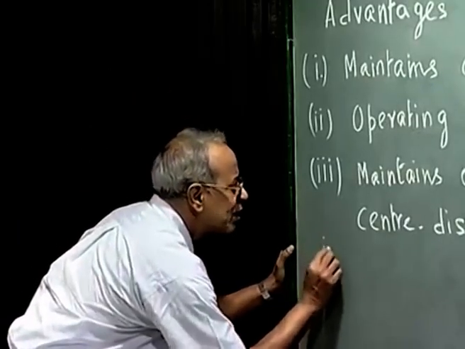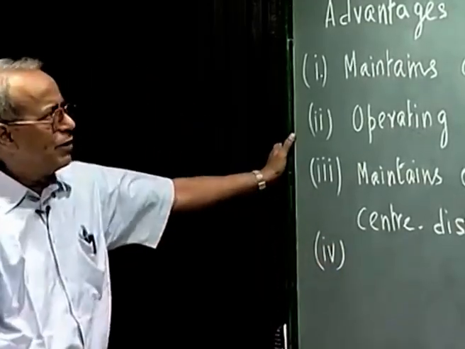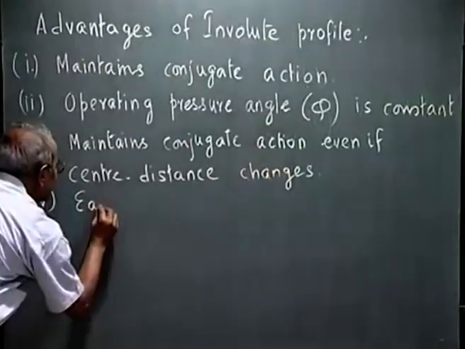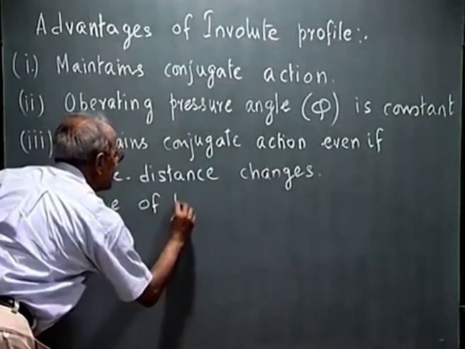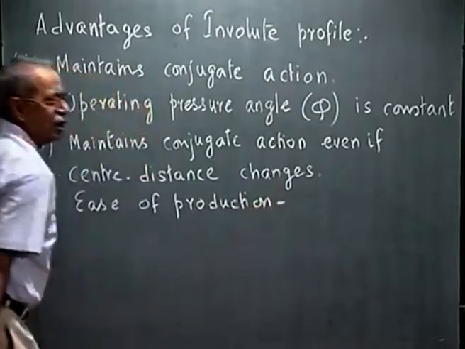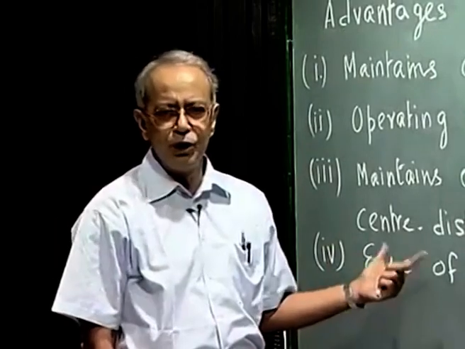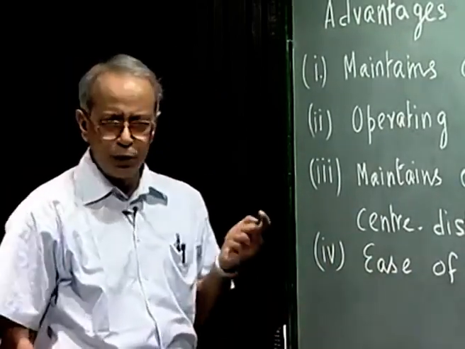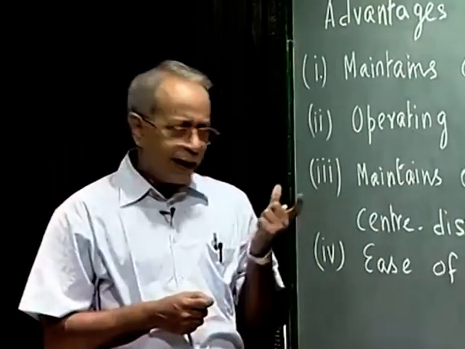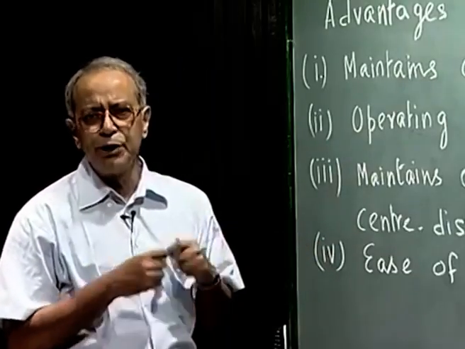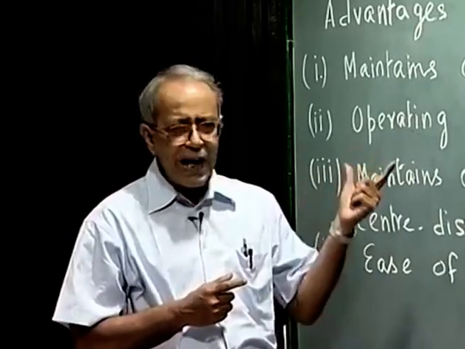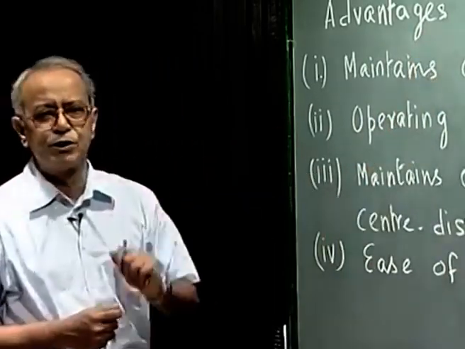And the last but not the least, the most important reason why involute profiles are so common is the ease of production. Why is it easy to produce involute gears? Because gear teeth are produced by a process called generation. That is, again we use the conjugate action, but not between a pair of gears, but between a rack and a pinion. And the conjugate rack of an involute profile is a straight tooth rack.